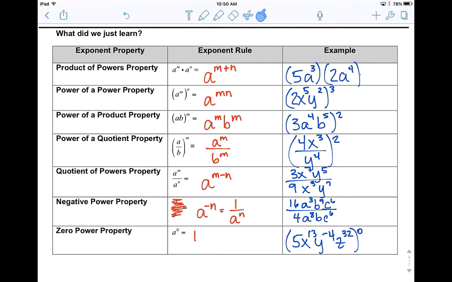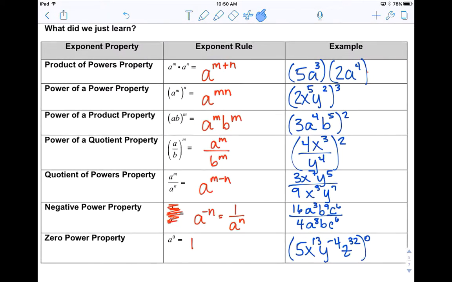So we're going to go through each of the rules, and I'm going to give you an example for each of the rules, and you're going to use this table on your quiz and staple it to the quiz when you turn it in. Alright, so for the first rule here, we have product of powers property.